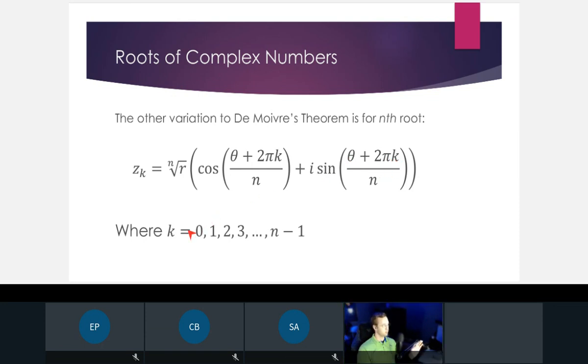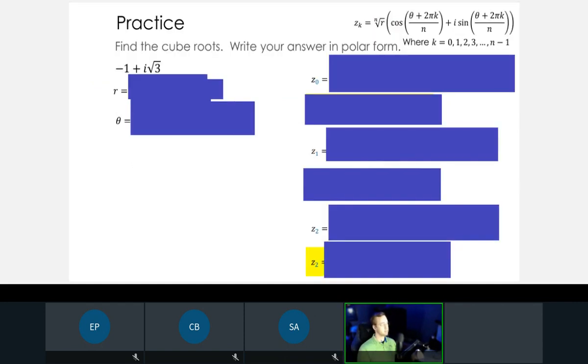Now, your k value, because we're going to have to do this multiple times. If I want you to find the square or the cube root, we would go from k equals 0 up to n minus 1. And if we're doing the cube root, n would be 3. So 3 minus 1 is 2. So we do 0, 1, and 2. And you'll see that on the next page here.